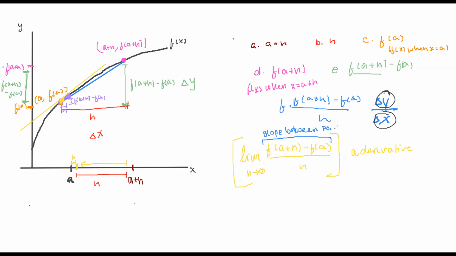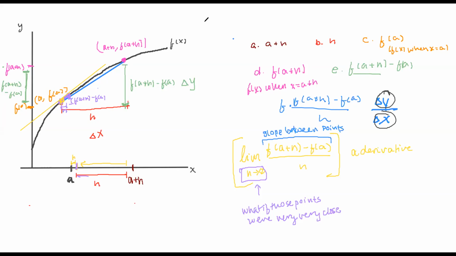Right? And then we get to this part here, which is to say, what if those points were very, very close? Because as we defined, H is this distance on the x-axis. So if we make them really close together, we get a better approximation of the curve.